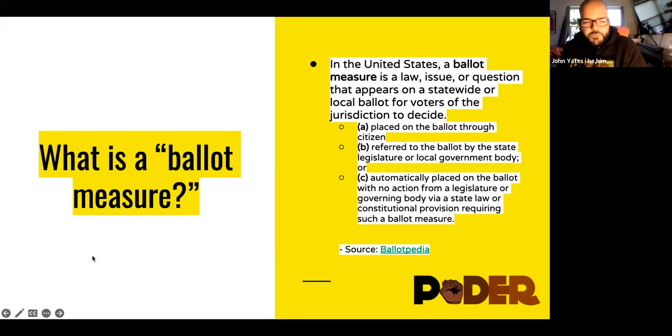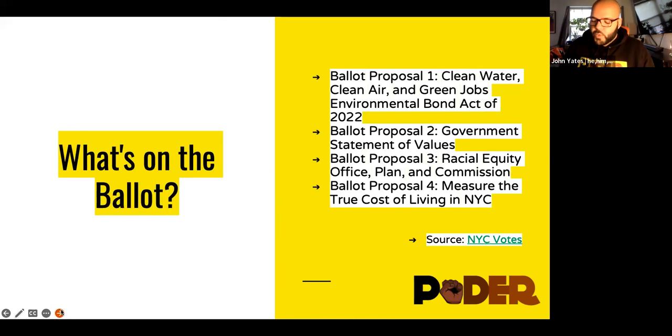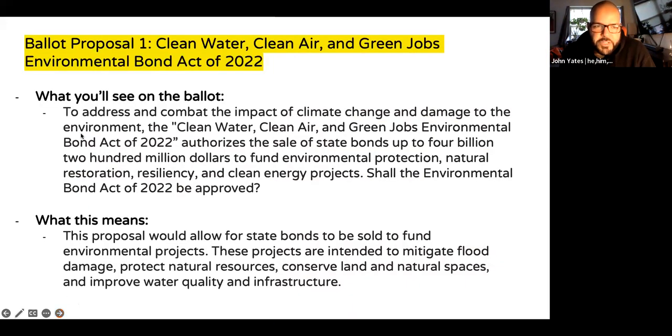All right, dope. So with that in mind, we have 4 ballot proposals, ballot measures, that you're gonna see on your ballot when you go to vote. And so we wanted to have a conversation and explain what these are and what these mean, so that when you go to vote, you're like, I know how I'm gonna decide on these 4 proposals. So the first one is an environmental bond act. The whole formal title is the Clean Water, Clean Air, and Green Jobs Environmental Bond Act of 2022.